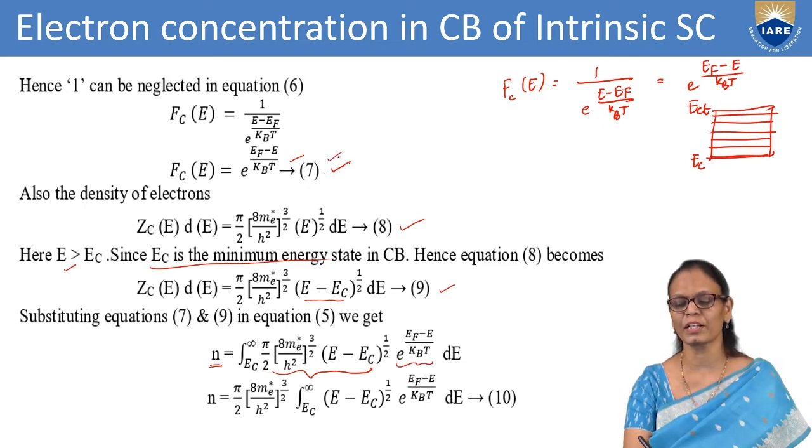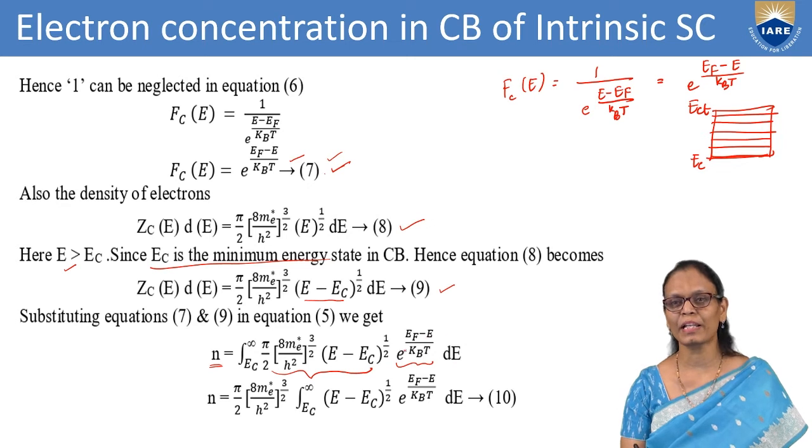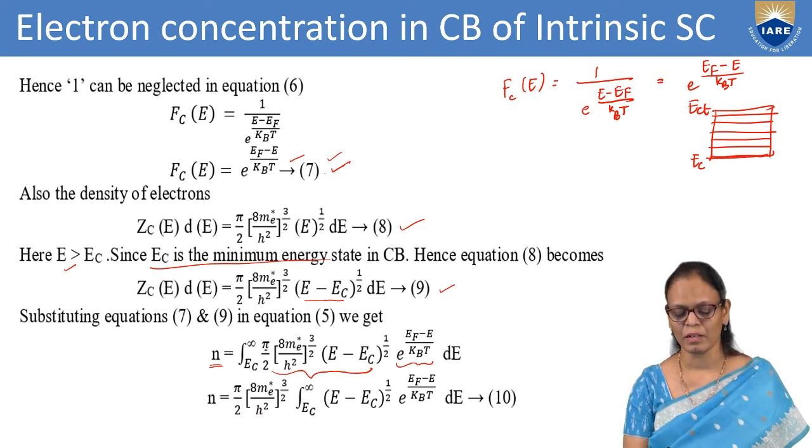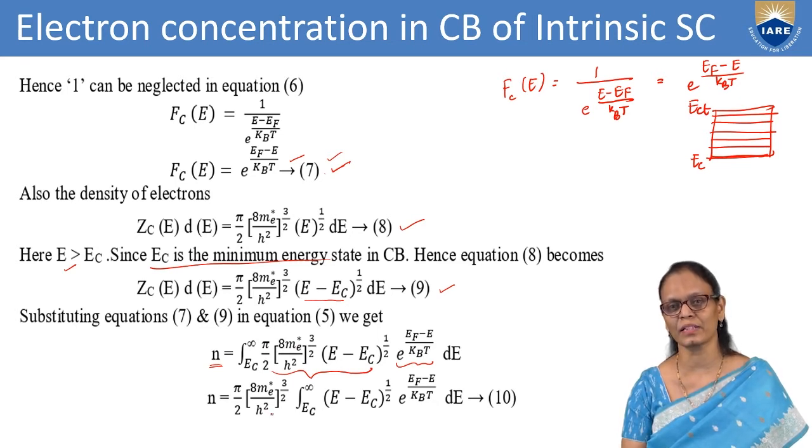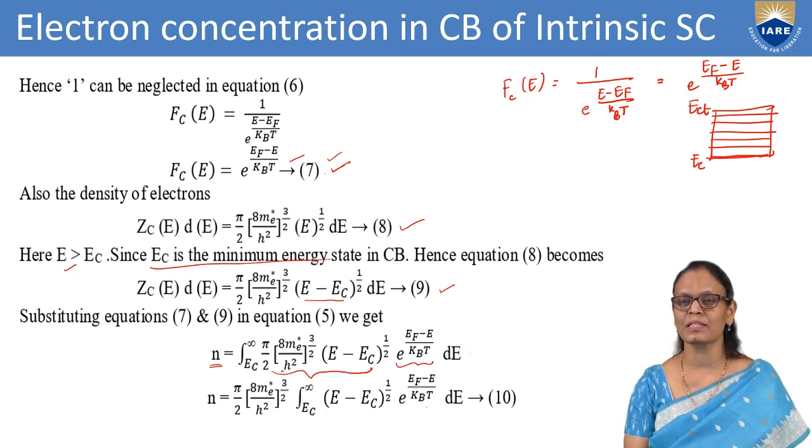What we have got here? Fermi Dirac distribution function. So when you are taking out all the terms which are constant outside the integral, pi is a constant, 2, 8, me h square power 3 by 2. All this is a constant, so we are putting it outside the integral. And integral EC to infinity E minus EC power half E power EF minus E by kBt. What we have done here is only simply putting the constants outside the integral and writing the other terms as it is.